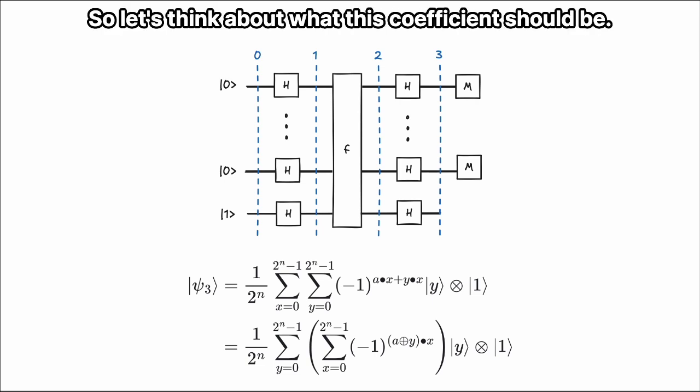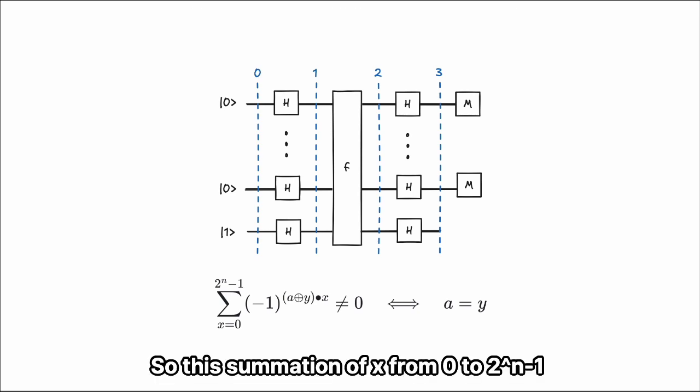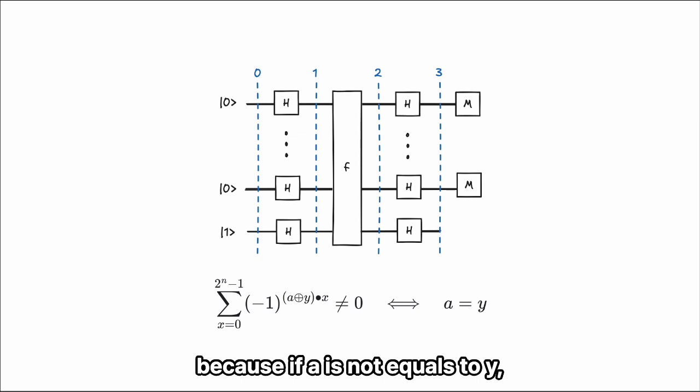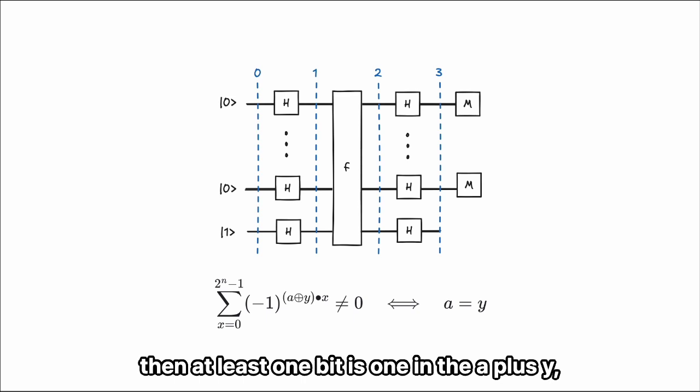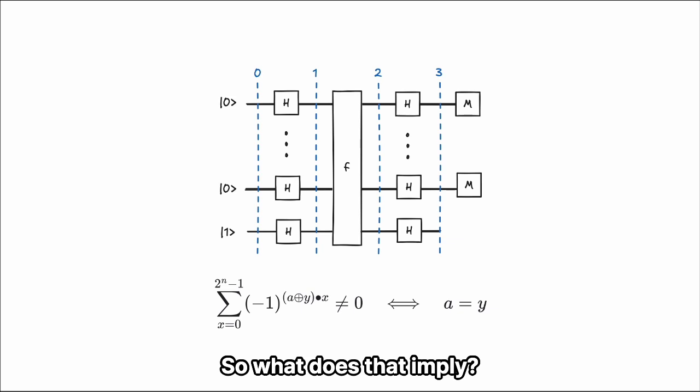So let's think about what this coefficient should be. This summation of x from 0 to 2 to the n minus 1 is not 0 if and only if a equals y. Because if a is not equal to y, then at least one bit is 1 in a plus y. So this causes the same number of 1s and minus 1s in the big summation. So what does that imply?